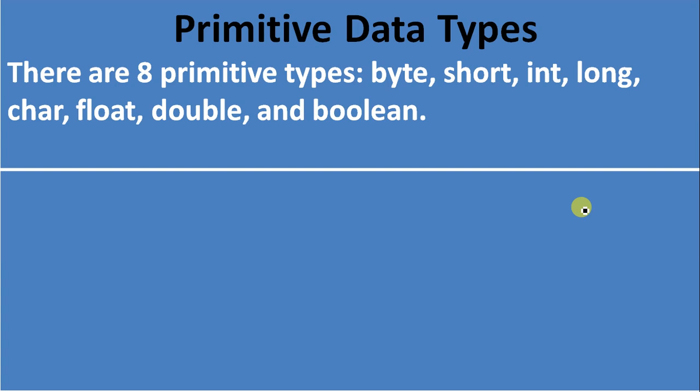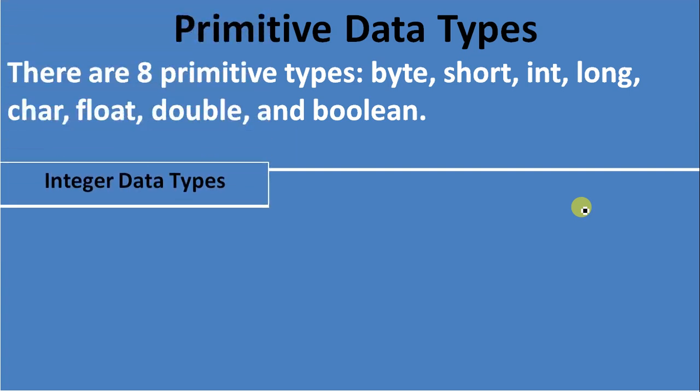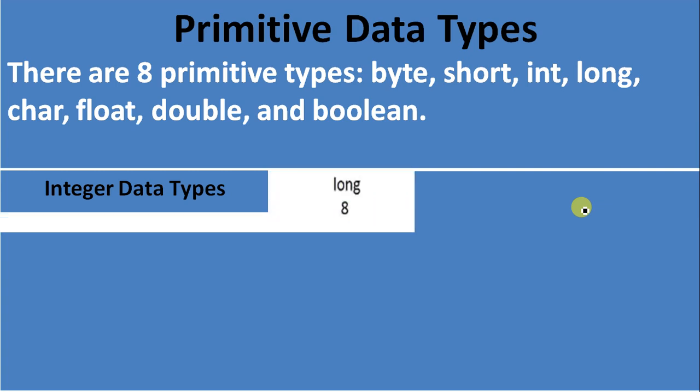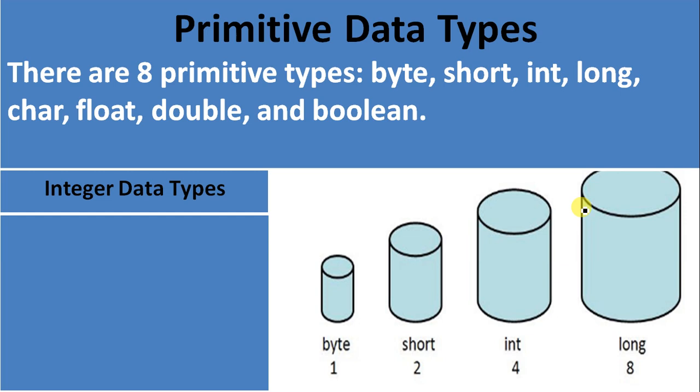So now we will discuss primitive data types first. There are 8 primitive types: byte, short, int, long, char, float, double, and boolean. These all come under the primitive data types. First we will discuss the integer data types. Within integer data types, four data types come: the first one is byte, the second one is short, then int, then long. So these four come under the integer data types.